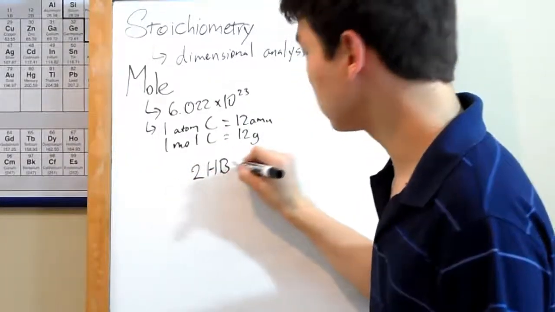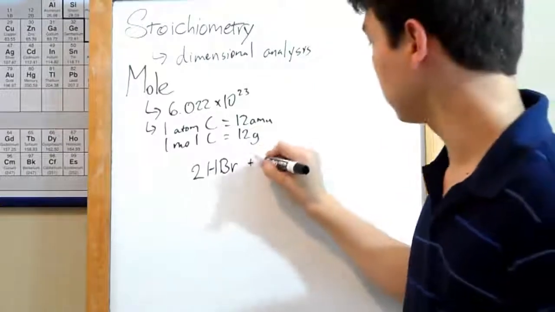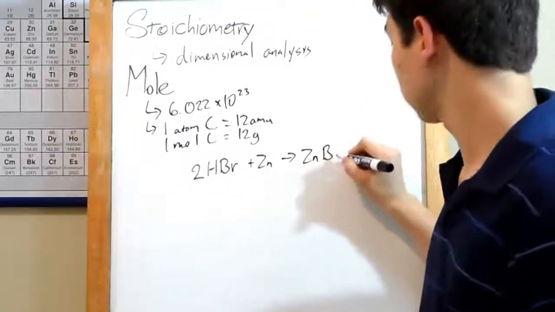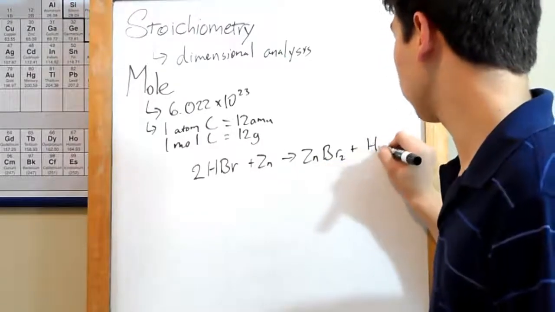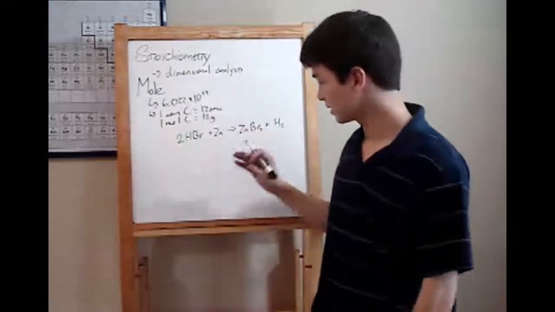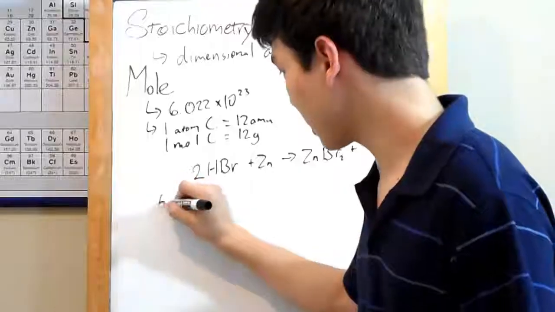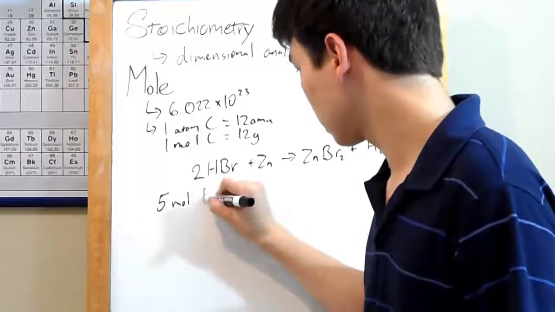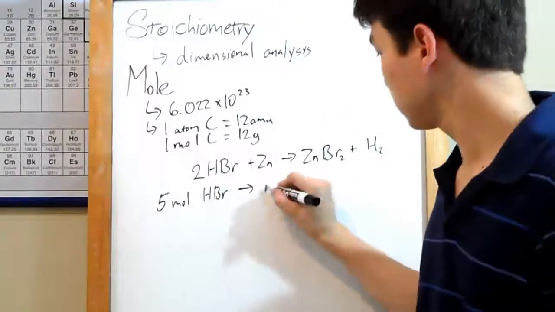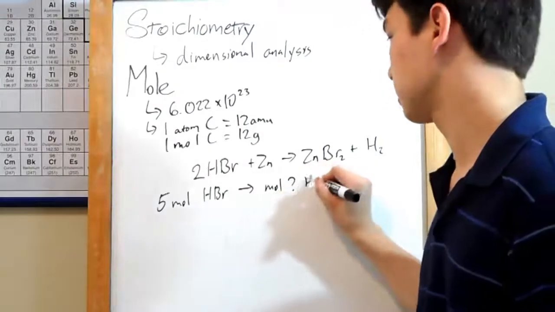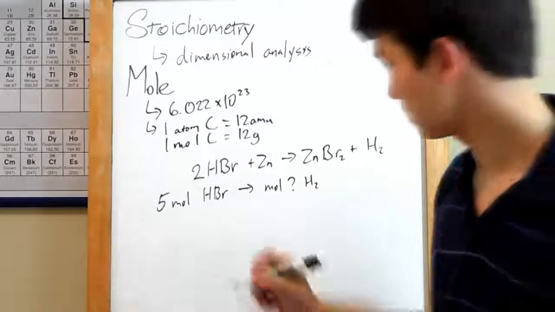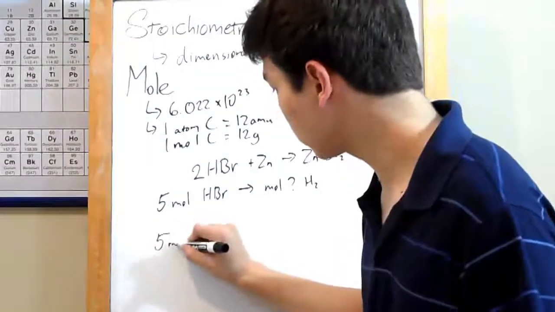We have the chemical equation 2HBr plus zinc goes to ZnBr2 and H2. Conveniently balanced for us. Woohoo! Okay. So now some stoichiometry. If you have 5 moles of HBr, then how many moles of hydrogen do you produce? Well, we set this up like dimensional analysis, starting out with 5 moles of HBr.